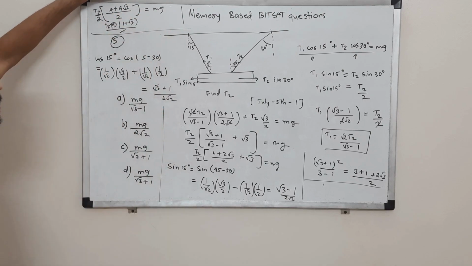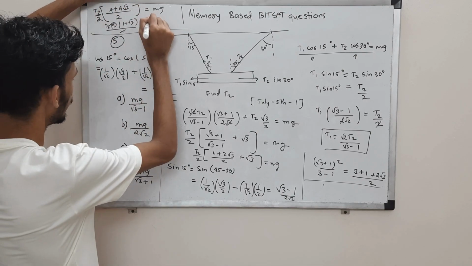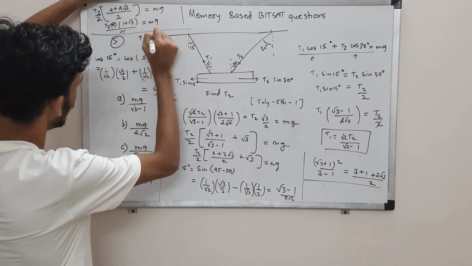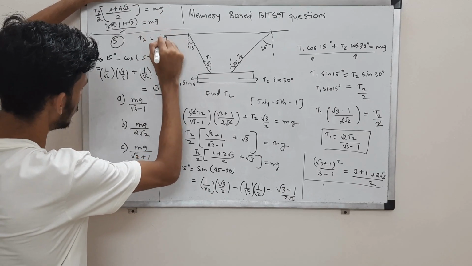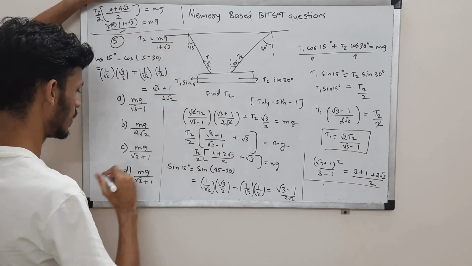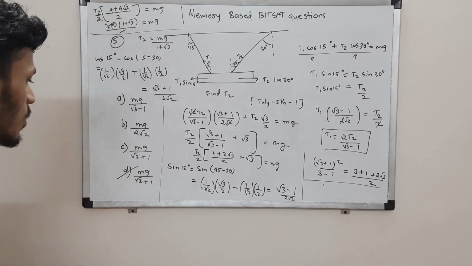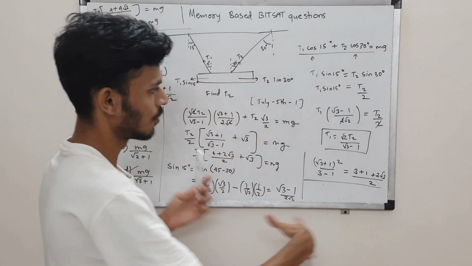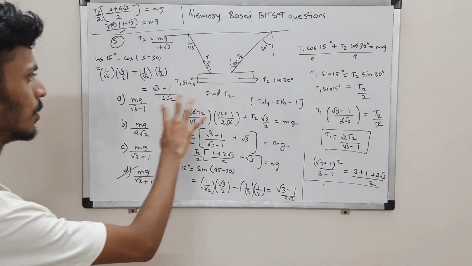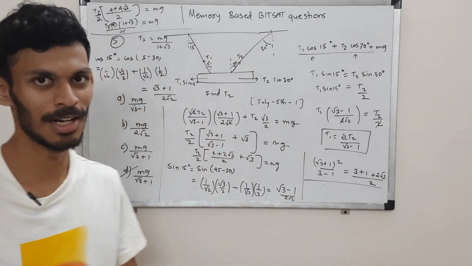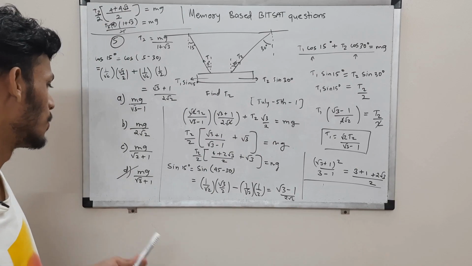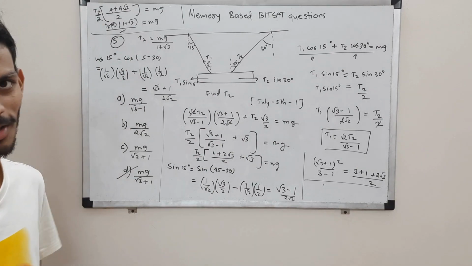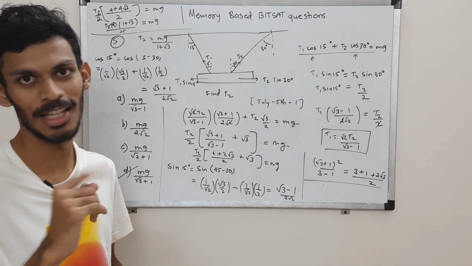So t2 into 1 plus root 3 is equal to mg, or basically t2 is mg by 1 plus root 3. I know it was a long one, but it was a slightly trickier one because you had to compute sin 15 and cos 15 and then solve it, right? You are not used to solving such type of things, but anyways, that is the way how you do it, and this is your answer, option D. Okay, over to the next question.